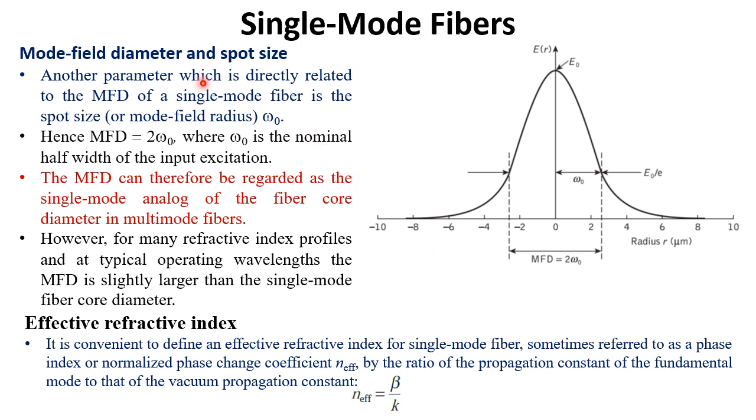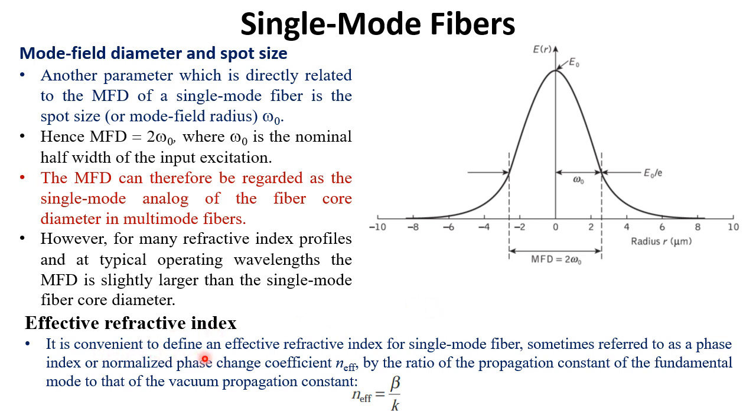Another parameter which is directly related to MFD is the spot size or mode field radius omega 0. So MFD equal to 2 omega 0. Omega 0 is the nominal half width of the input excitation. The MFD can therefore be regarded as the single mode analog of the fiber core diameter in multimode fibers. However, for many refractive index profiles and at typical operating wavelengths, the MFD is slightly larger than the single mode fiber core diameter.